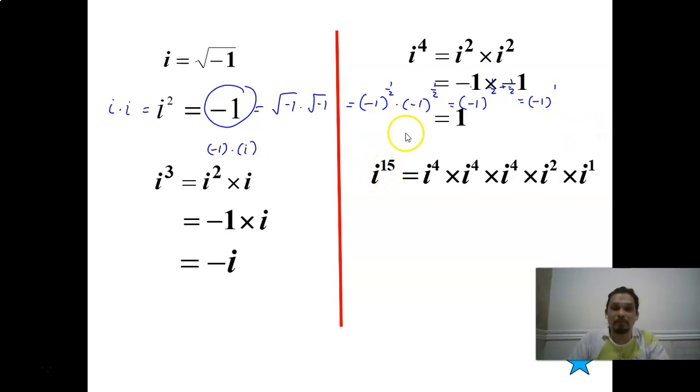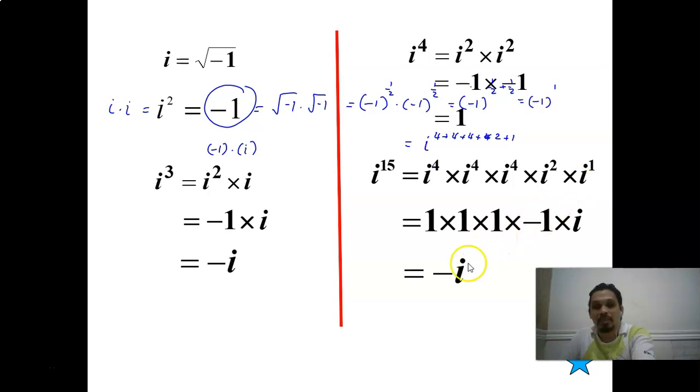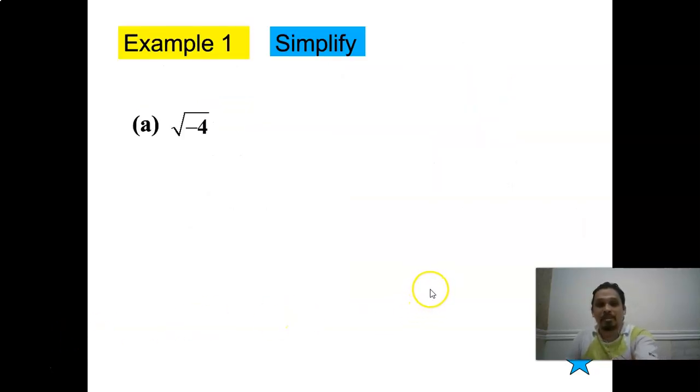i to the power of 15. i to the power of 15, which is also i, okay, 4 plus 4 plus 4, 12, and then plus 2 plus 1. Okay, so we change it into the index form here. We get i to the power of 4, just like this one here now. Okay, and then it is equal to negative i. Okay, example, simplify this.